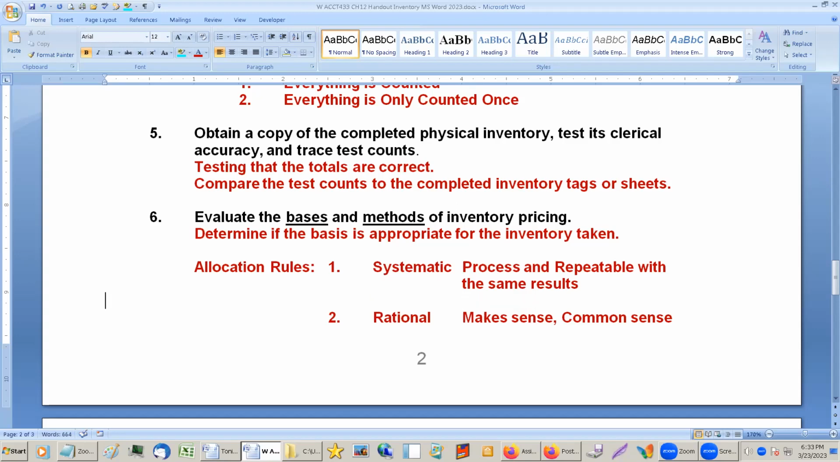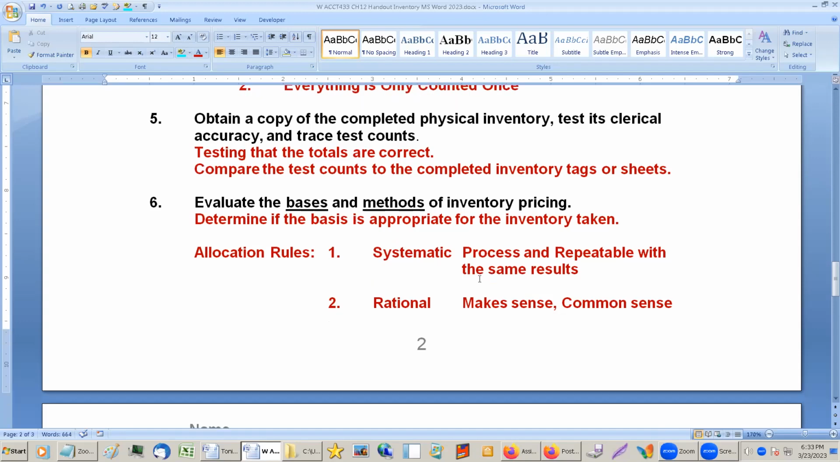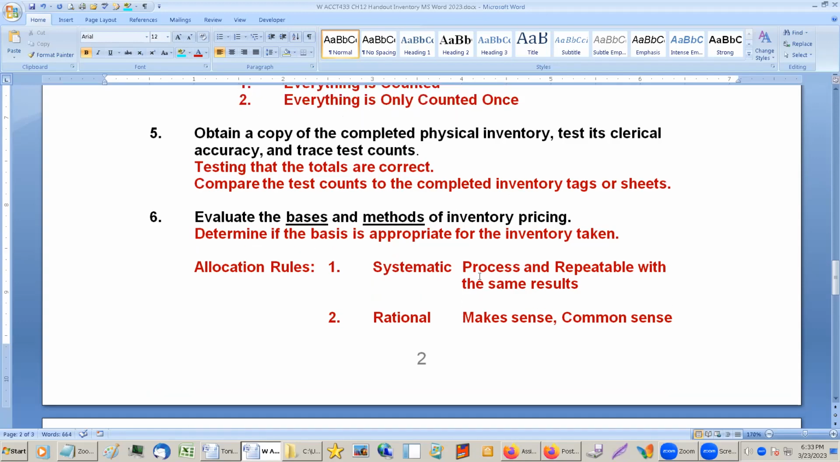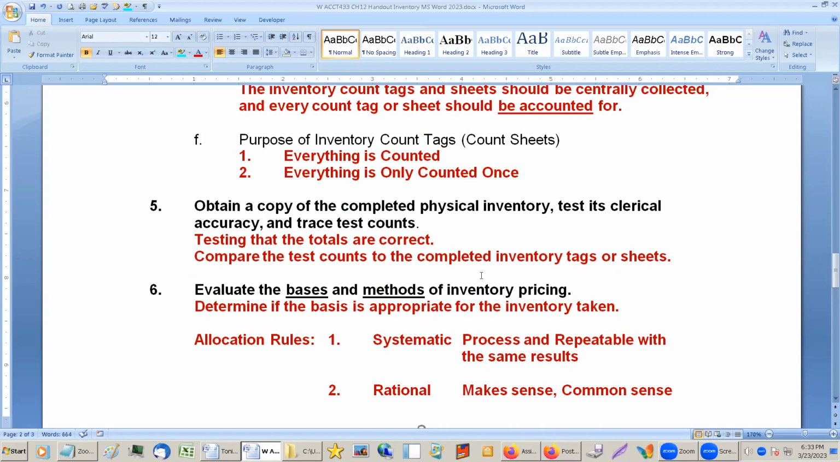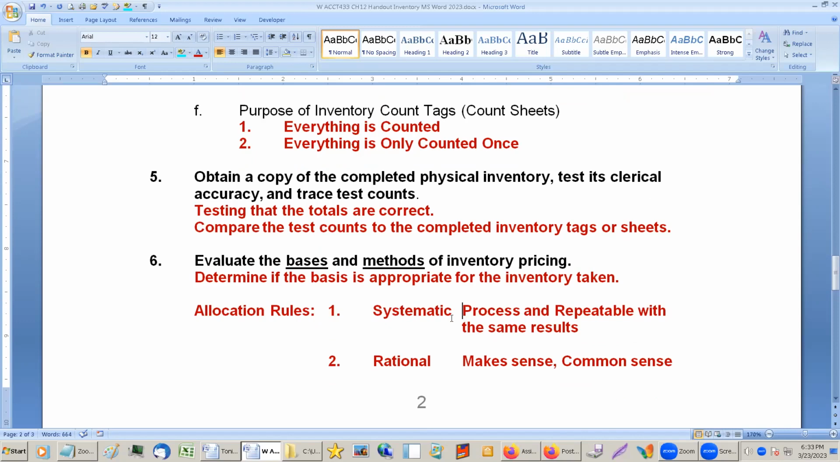For instance, if we wanted to allocate the cost of the inventory based on the colors of the inventory, the blue things could be the highest price, and orange things get the second, all that kind of stuff. It'd be systematic, you could do it that way, but it wouldn't make any sense to do it that way. So it has to be systematic and rational. And when it comes right down to it, those are the only two criteria.